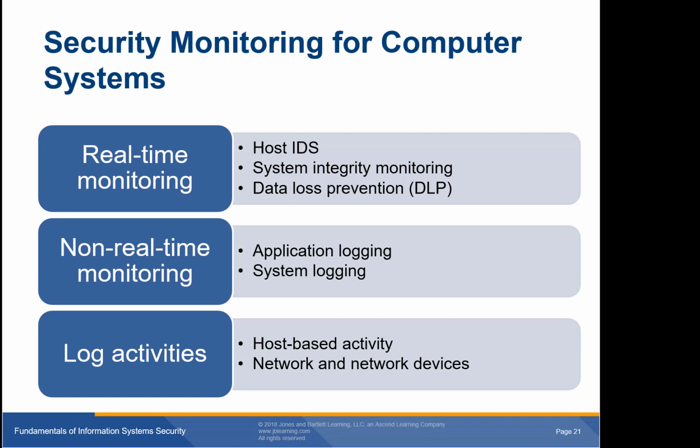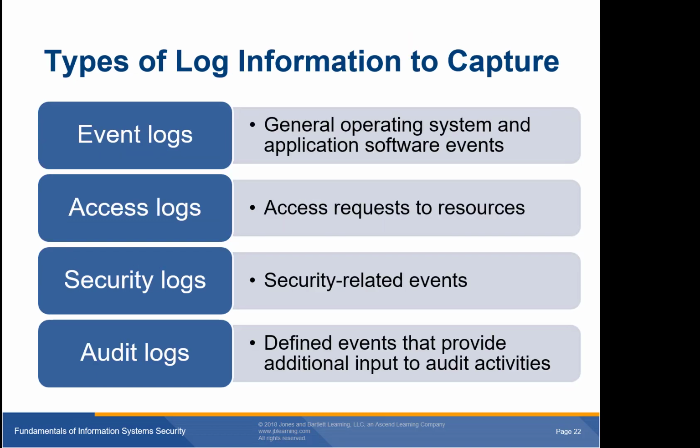And you have system logging. This type of logging provides records of who accessed the system and what actions they perform on the system. Next is a partial list of activities that you need to log. Host-based activity. This includes changes to systems, access requests, performance, and startups and shutdowns, and network devices. These include access, traffic type and patterns, malware, and performance. There's more on logging in your book on pages 231 and 232.